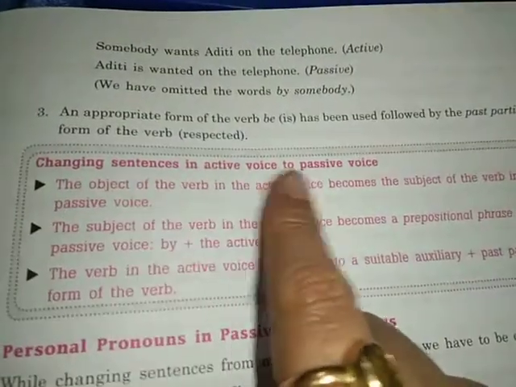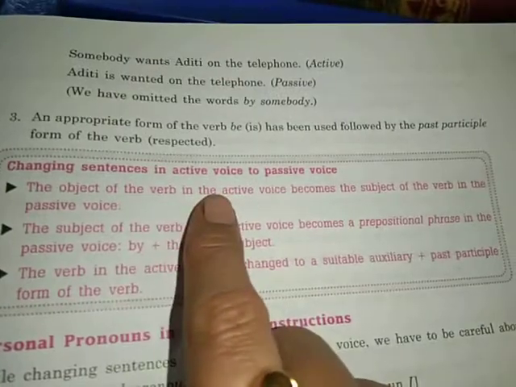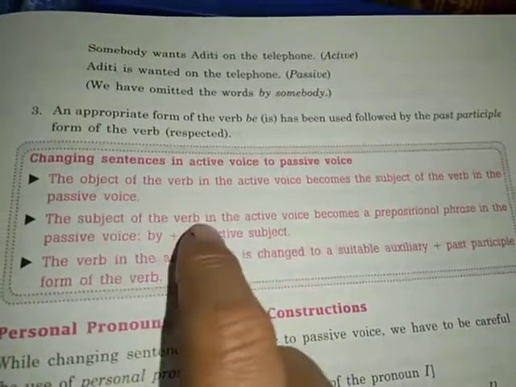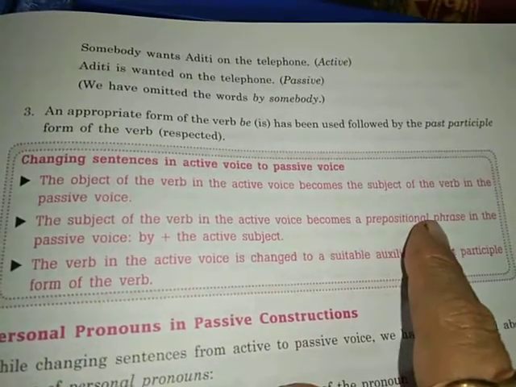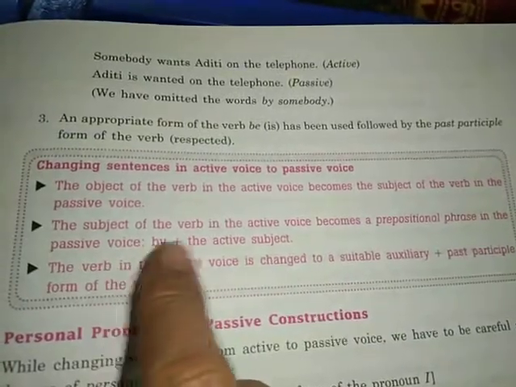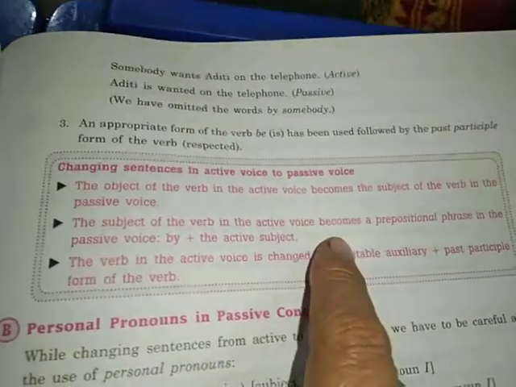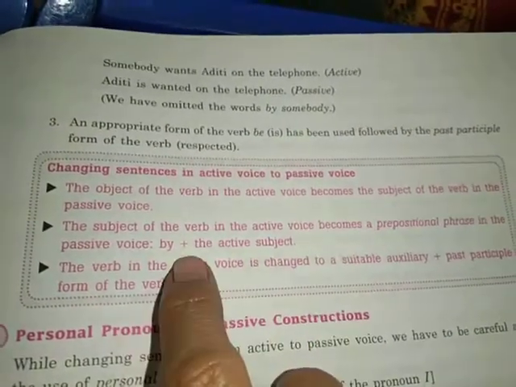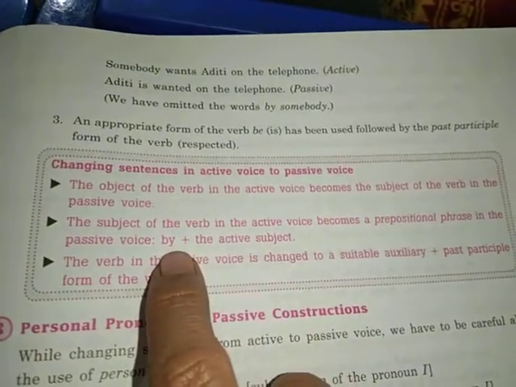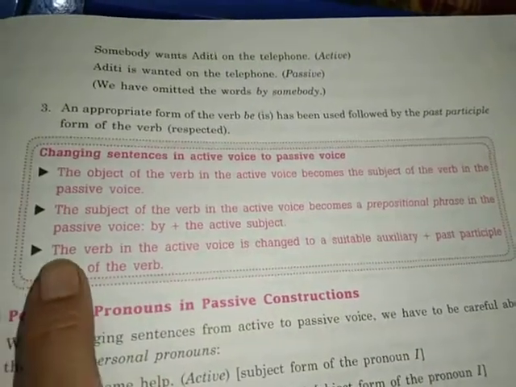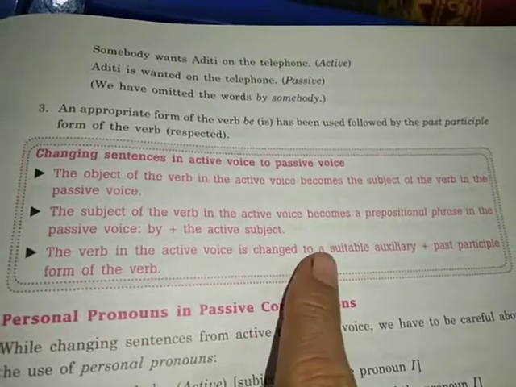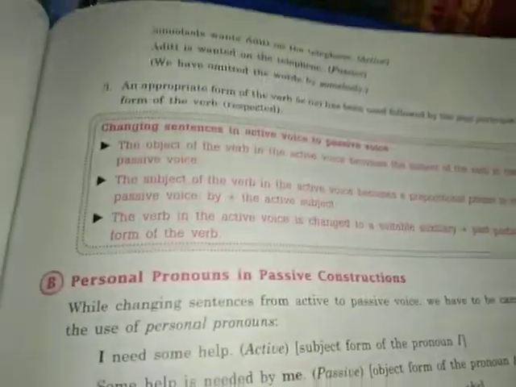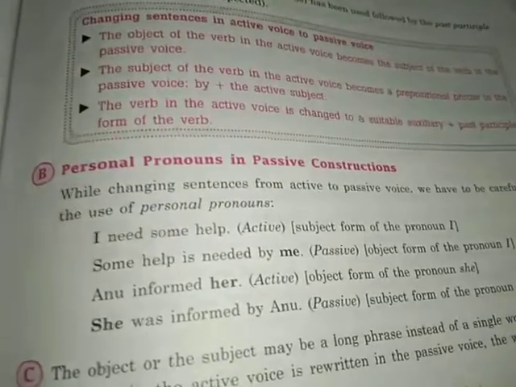Now, changing sentences in active voice to passive voice. The object of the verb in the active voice becomes the subject of the verb in the passive voice. The subject of the verb in the active voice becomes the prepositional phrase in the passive voice: by plus the active subject. मतलब subject takes the place of object, object takes the place of subject, right? और subject mention करते टाइम by करना पड़ता है हमें, by mention करना पड़ता है. That is called a prepositional phrase. The verb in the active voice is changed to a suitable auxiliary plus the past participle form of the verb. Past participle form मतलब past tense form उसका लेना पड़ता है verb का.